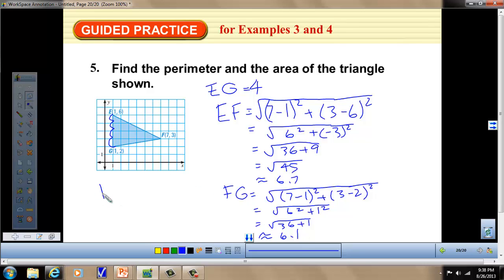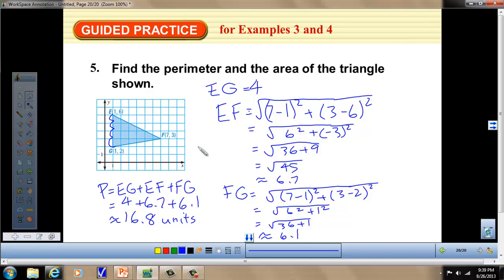To find the perimeter, it's EG plus EF plus FG. And I wish there was a quicker way to do this, but this is the only way we can do it. So it would be 4 plus 6.7 plus 6.1, which ends up being approximately, let's see, that's 12, 13, 14, 15, 16.8 units.